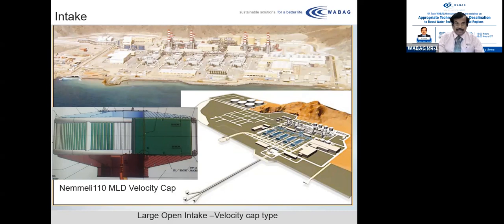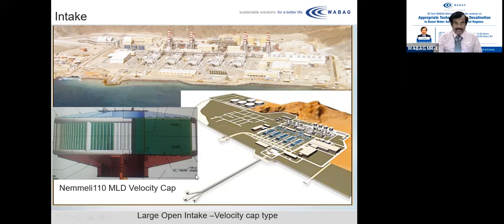What you see on the left side bottom corner is the velocity head of a 110 MLD desalination plant. If you want to know the size, it is approximately 6 meters in diameter and the height is around 1.5 meters. So the area is large enough so that the water that is drawn, which is around 10,500 meter cube per hour, enters at a very low velocity in the range of 0.3 to 0.4 meters per second, so that marine organisms are not pulled in.